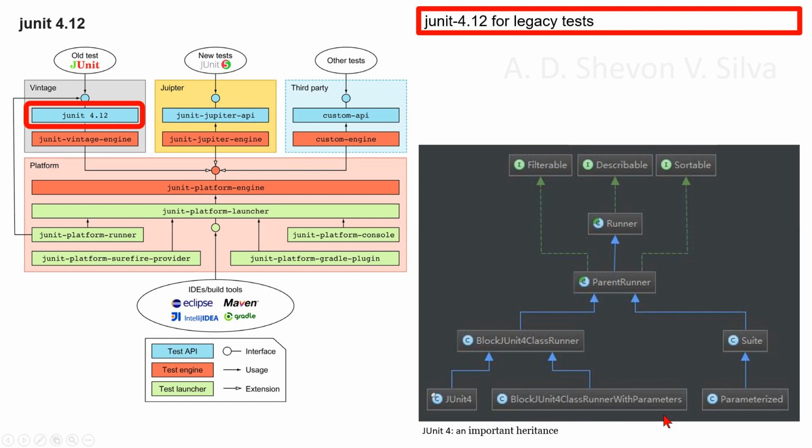The class BlockJUnit4ClassRunnerWithParameters in org.junit.runners.parameterized is a BlockJUnit4ClassRunner with parameters support. Parameters can be injected via constructor or annotated fields.